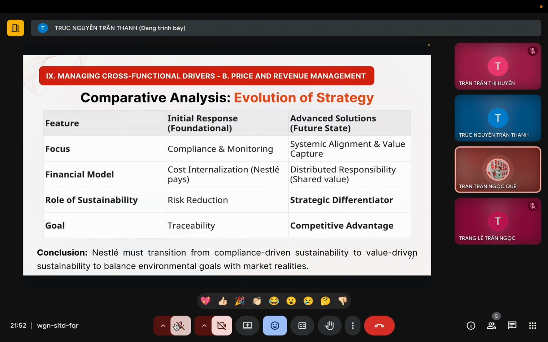In summary, they are evolving. They are shifting from a compliance-focused model to a value-driven model. It turns sustainability from a cost burden into a strategic competitive advantage.